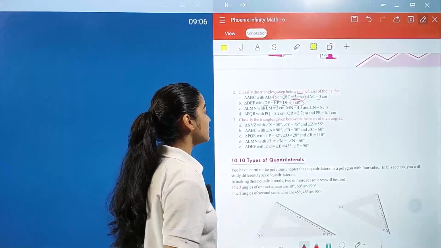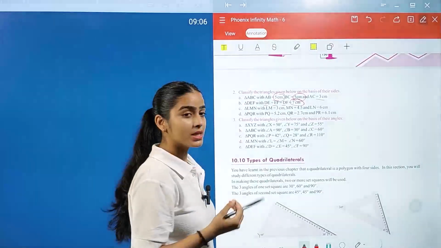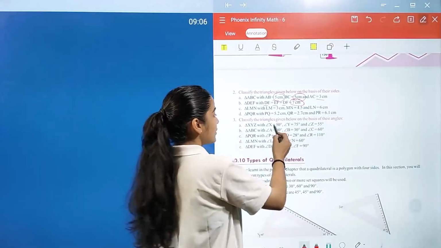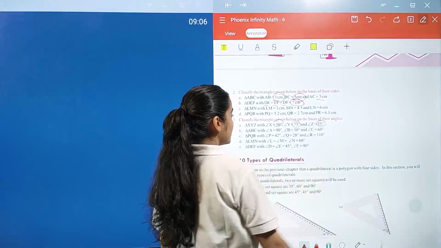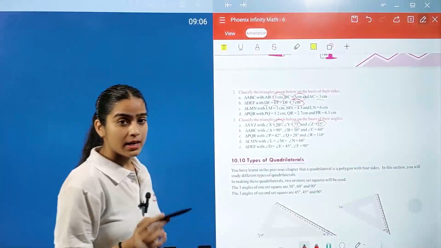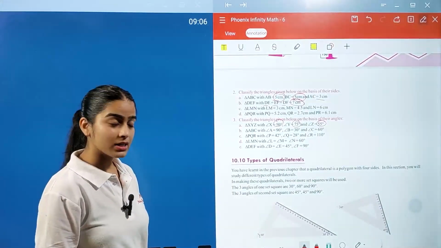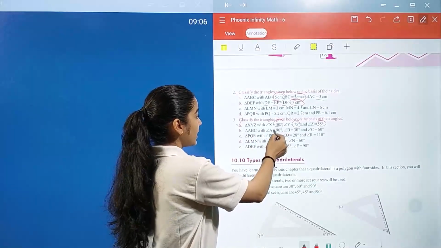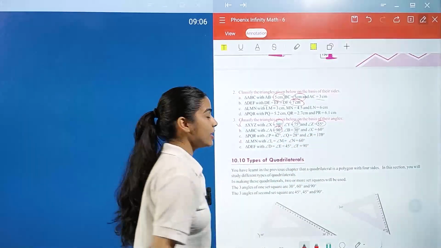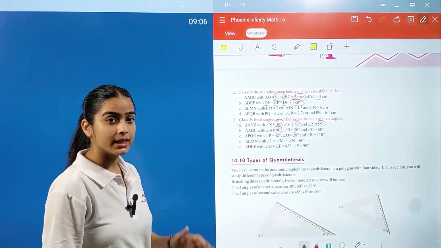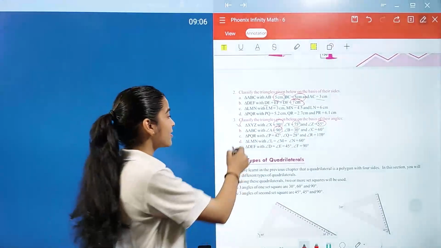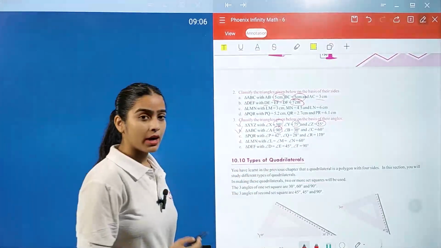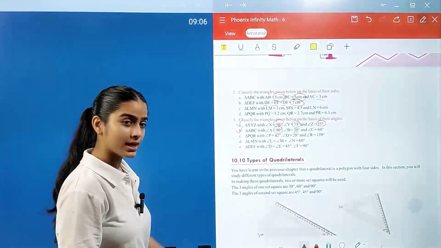Now we have to classify the triangles given below on the basis of their angles. We have 50 degrees, 75 degrees and 55 degrees. All three angles are less than 90 degrees, so it is an acute angle triangle. Now a triangle with the angles 90 degrees, 30 degrees and 60 degrees. If we have one angle of 90 degrees in a triangle, it means it is a right angle triangle. Similarly, you have to answer the following questions as I do.